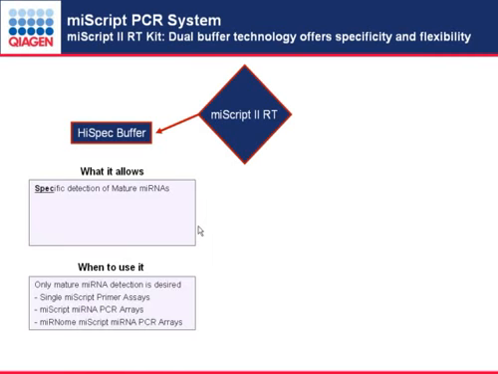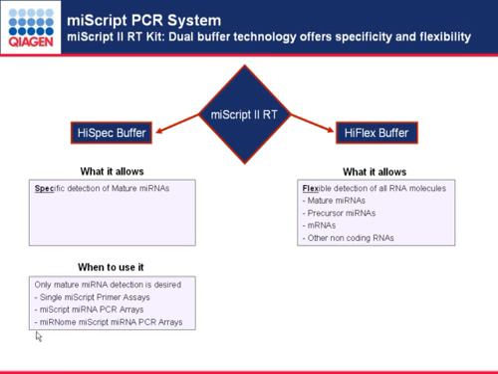The first buffer I'd like to talk about is the HiSpec Buffer in the miScript II RT kit. What this buffer allows is specific detection of mature microRNAs. And you want to use this when only mature microRNA detection is desired in your experimental studies. And this includes when you want to do single miScript primer assays for mature microRNAs, or when you want to do either pathway-focused profiling using miScript microRNA PCR arrays, or whole miRNome profiling using miRNome miScript microRNA PCR arrays.